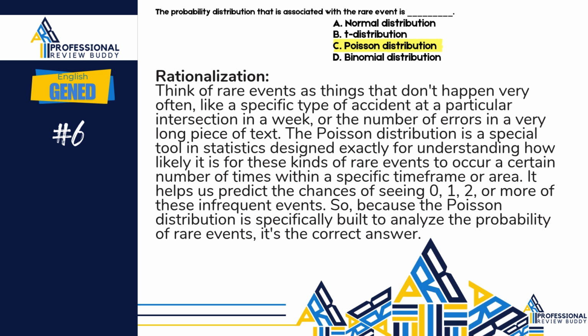Rationalization. Think of rare events as things that don't happen very often, like a specific type of accident at a particular intersection in a week, or the number of errors in a very long piece of text. The Poisson distribution is a special tool in statistics designed exactly for understanding how likely it is for these kinds of rare events to occur a certain number of times within a specific timeframe or area. It helps us predict the chances of seeing 0, 1, 2, or more of these infrequent events. So, because the Poisson distribution is specifically built to analyze the probability of rare events, it's the correct answer.